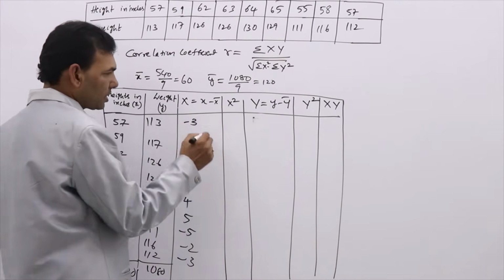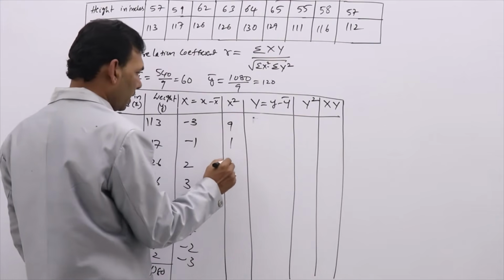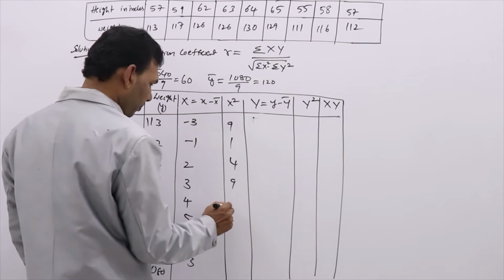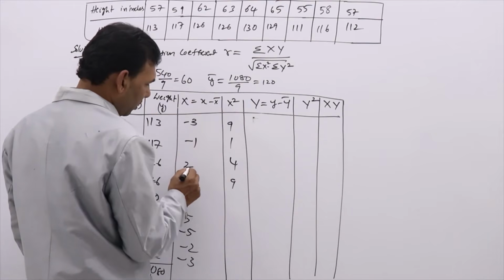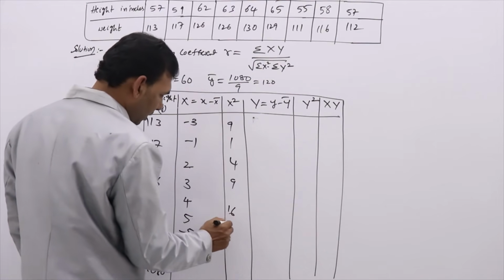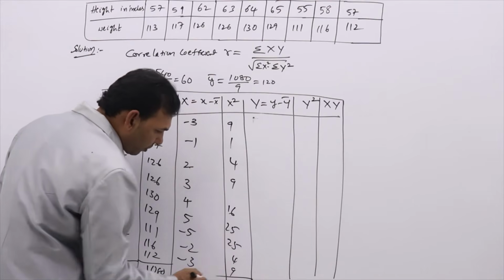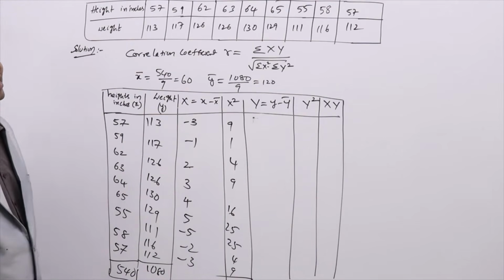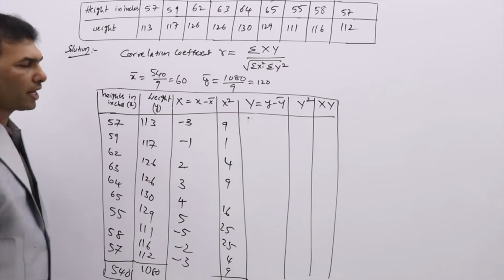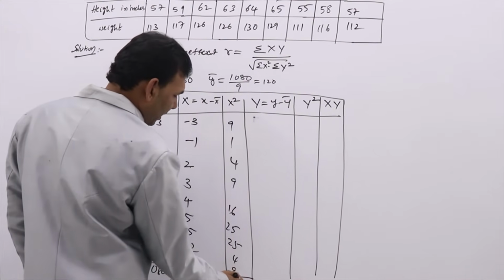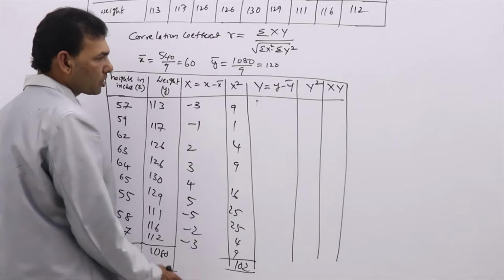Next x square, this sigma is needed: 9, 1, 4, 9, 9, 1, 4, 9, 16, 25, 25, 4, 9. Find out this total. That is treated as sigma x square. Use your calculator, you will get 102 as sigma x square.